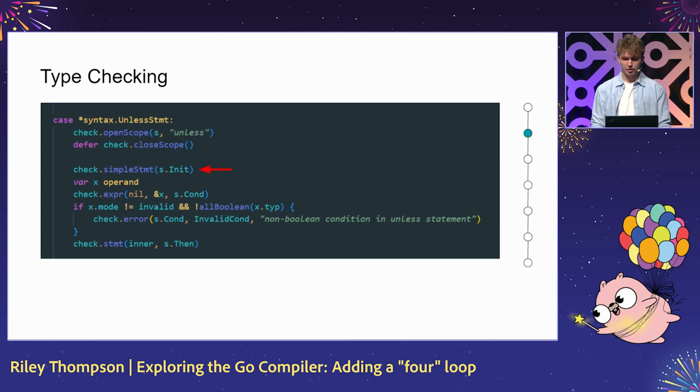Using our unless statement as an example, the first thing we do is type check the initialization statement. Then we type check the condition and do an additional check to verify that our condition is a Boolean type and throw an error if it's not. And finally, we recursively type check the body of our unless statement.